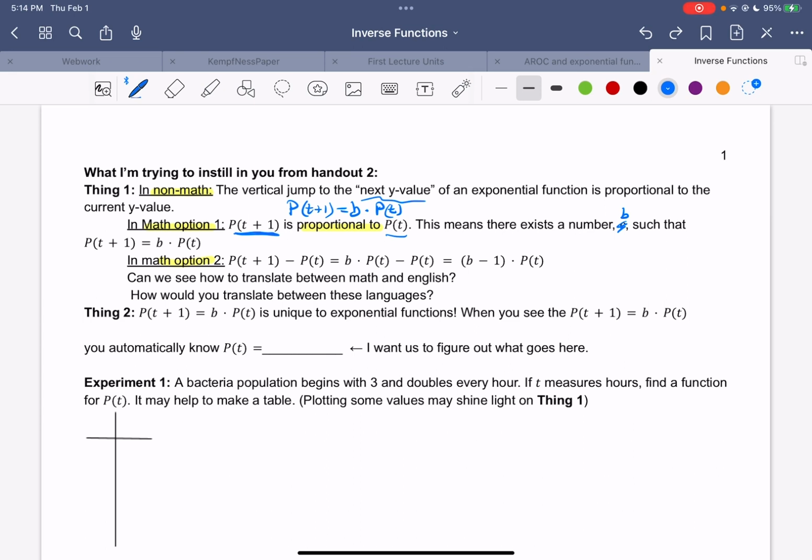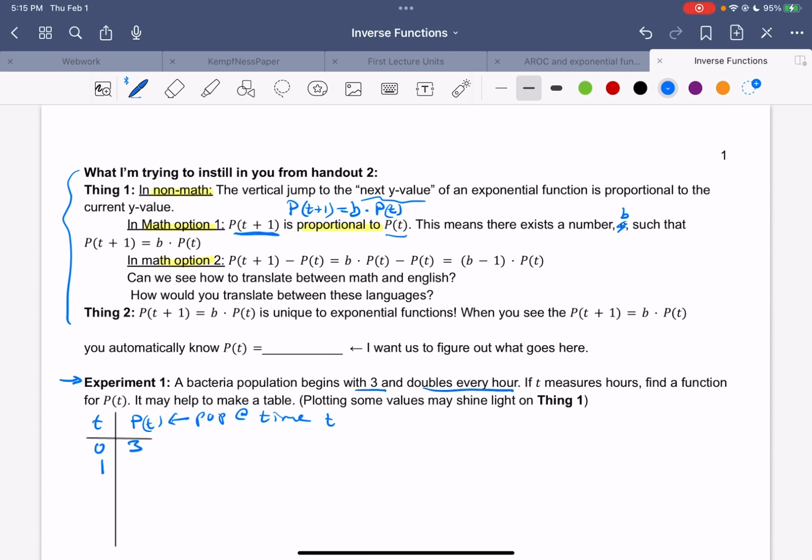So for example, if t was 0, let's go ahead and take a look at this little experiment here to demonstrate the general rule that we're seeing here. If we treat this like a science class, then we run some experiments. So a bacterial population begins with 3 bacteria. So when time is 0, the population at time t, the initial population when time is 0 is 3, and then it doubles every hour.